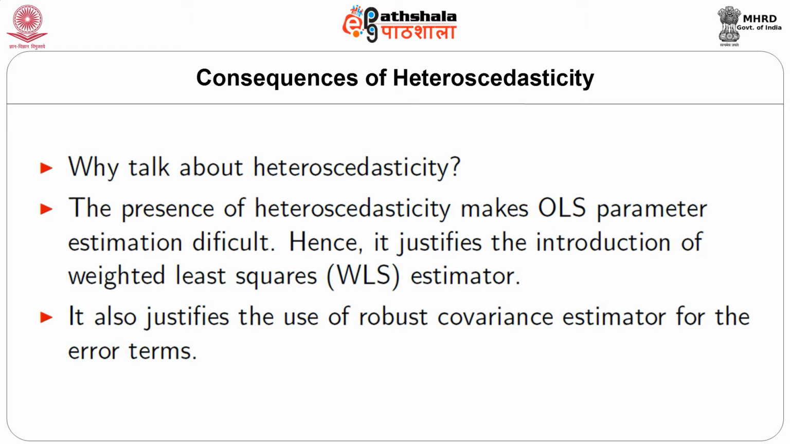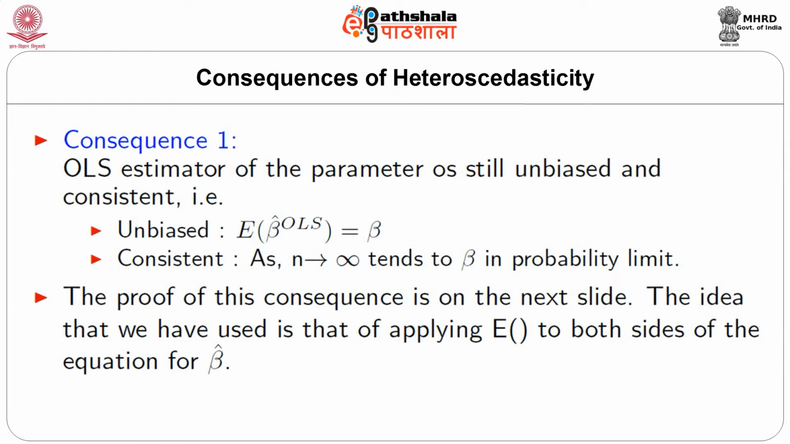Let me sketch some proofs and demonstrate the reasoning behind using robust estimators in the presence of heteroscedasticity. The first consequence of heteroscedasticity is that the estimates beta hat OLS, the ordinary least square estimates, are still unbiased and they are consistent. What do we mean by unbiased and consistent? By unbiased, we mean that the expected value of the ordinary least square estimate of the parameter beta equals the actual value of the parameter beta.